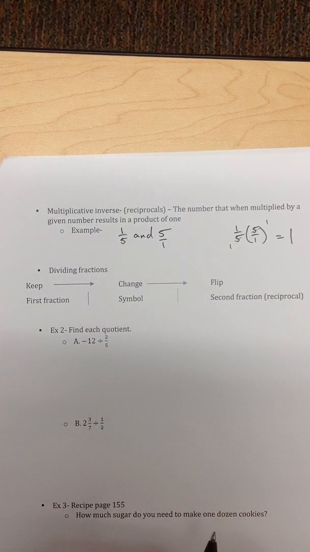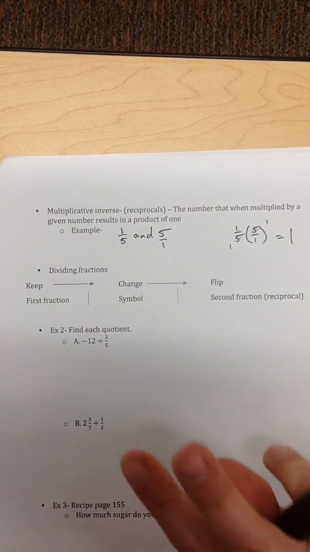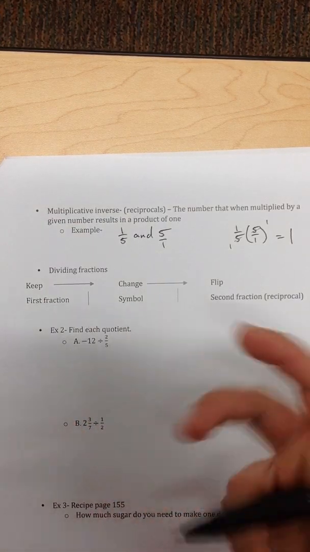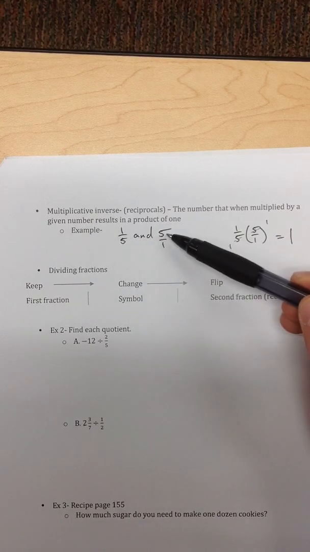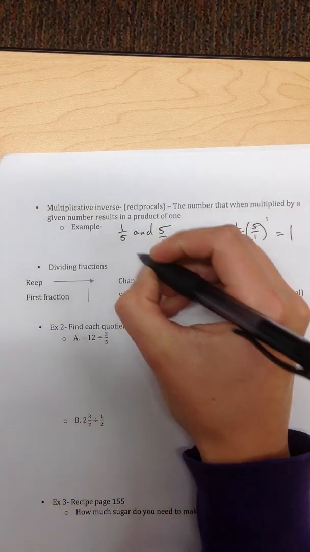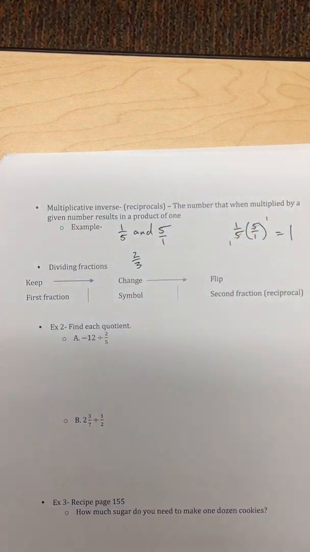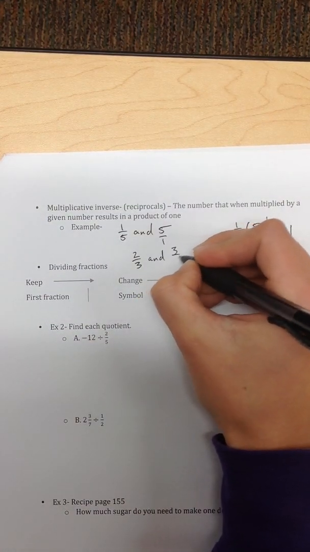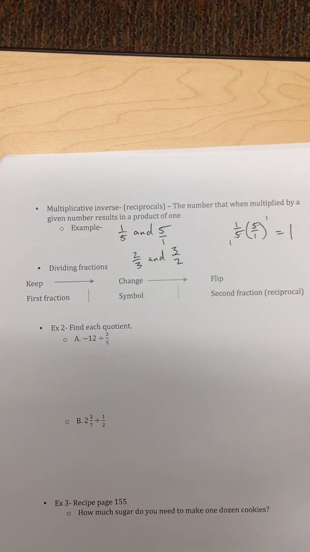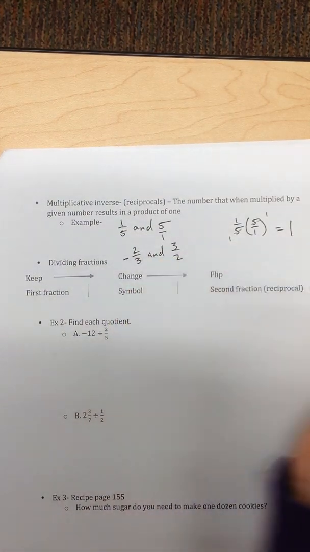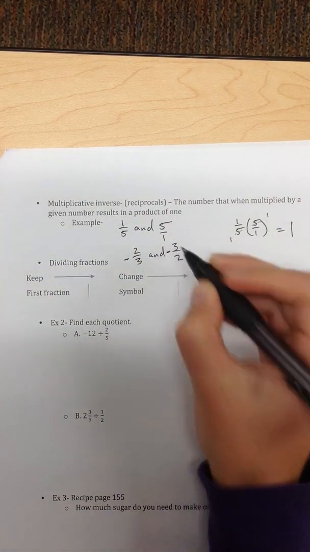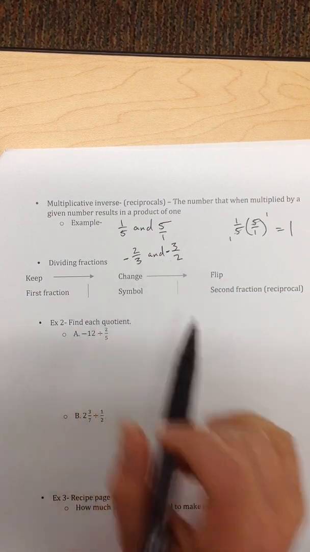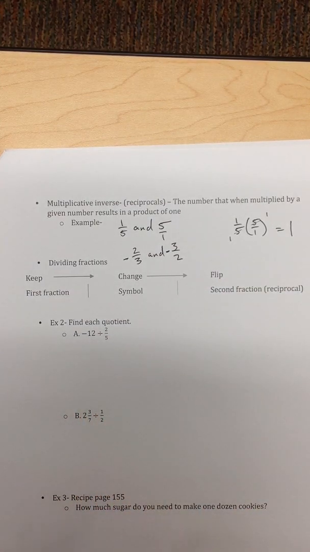Okay, so basically what you do to get its reciprocal is you take the fraction and you flip it over. So 1/5 would flip to 5 over 1. Or if it was like 2/3, our reciprocal of that would be 3 over 2, because we're just taking it and flipping it. Now if this was a negative 2/3, this would be a negative 3 over 2. Okay, so we're going to use that when we do our dividing of fractions.